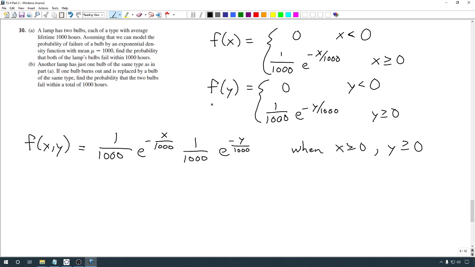Now we actually don't need to change our probability density function. What we need to do instead is consider the idea that we're going to take the time that the first bulb takes to burn out plus the time that the second bulb takes to burn out. So we're saying the first bulb burns out after x hours, the second bulb burns out after y hours. What's the probability that the sum of those two things is less than or equal to 1,000? Because if the sum of these two times is less than or equal to 1,000, then that's the same as just putting one bulb in there after the other bulb.